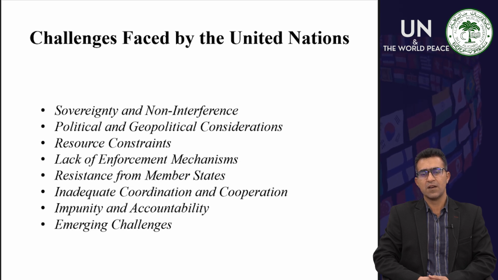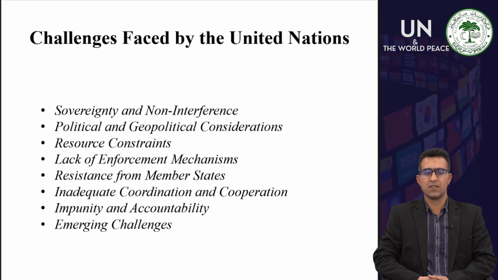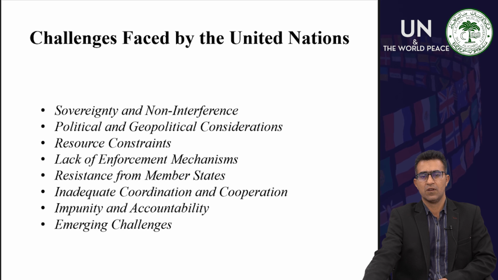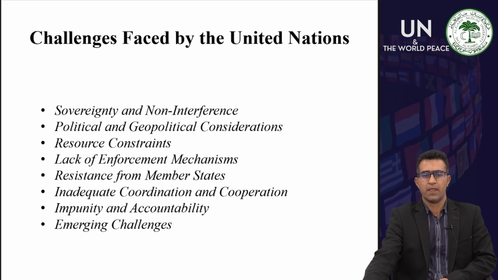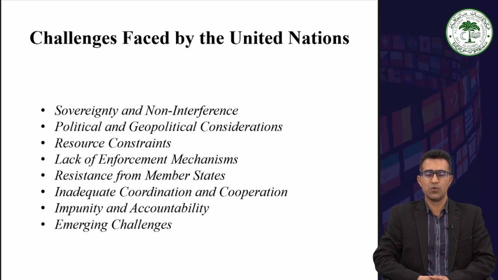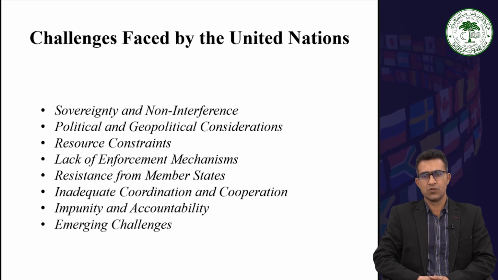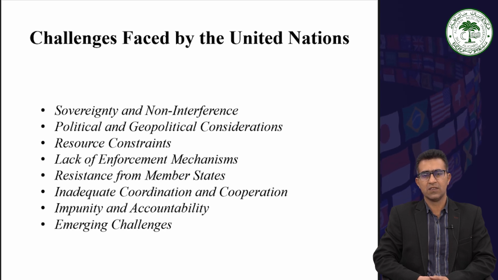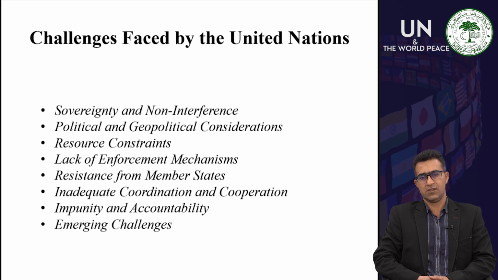Political interests and power among member states sometimes also influence UN actions on human rights issues. For example, the Security Council's veto power can impede decisive action on human rights violations in situations where powerful states have vested interests, as we have seen in the case of the conflict in Syria.